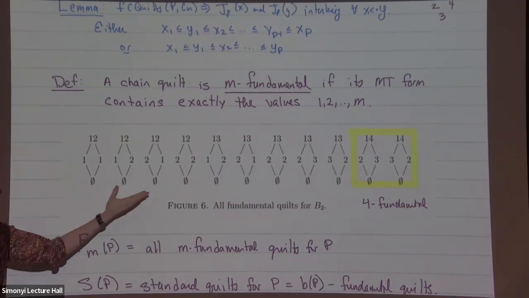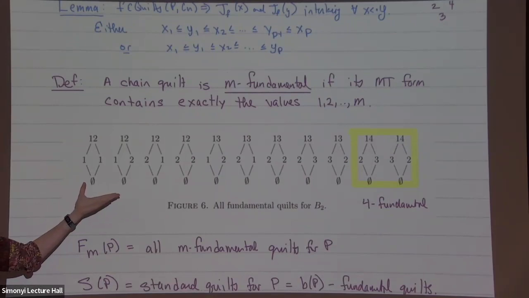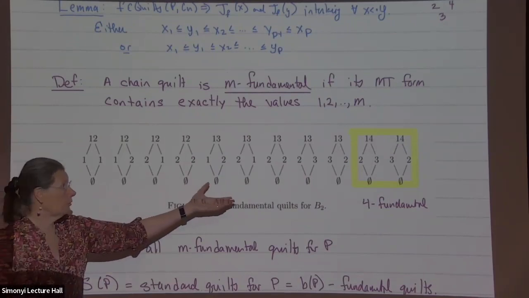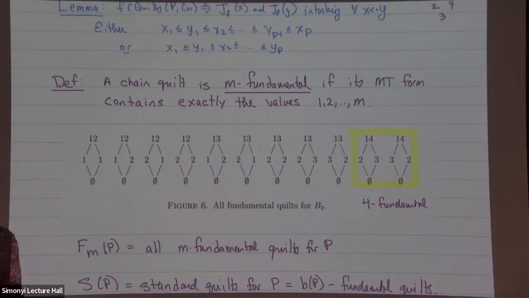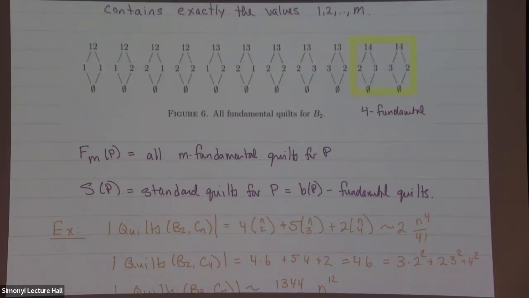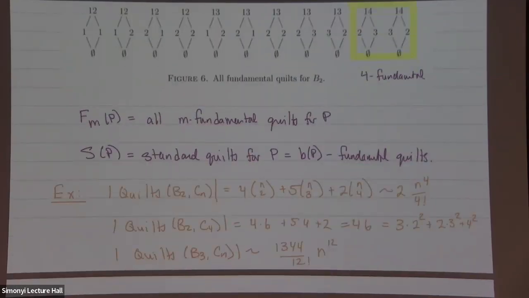So the first 4 of them only use the numbers 1 and 2. The next group of 5 of them use the numbers 1, 2, and 3, and the last group use the numbers 1, 2, 3, and 4. And the ones that use as many numbers as possible are the standard quilts. And how many numbers is as many as possible? Well, that is actually 1 up to B of P, that statistic. So the standard quilts are the B of P fundamental quilts.